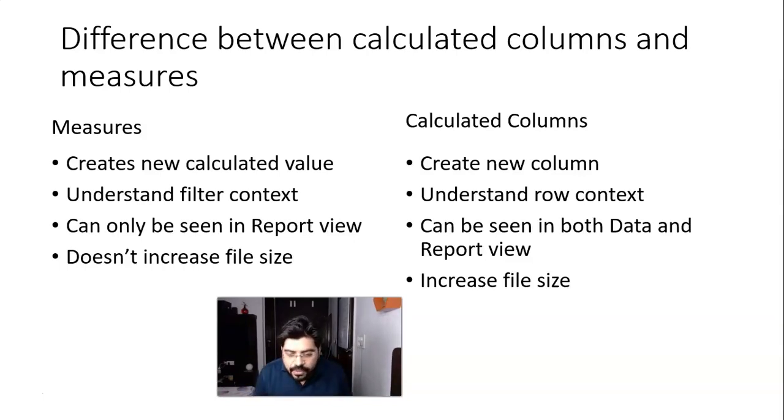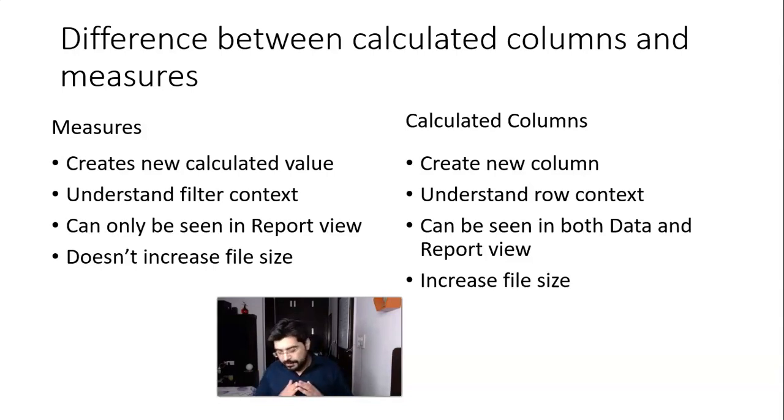Okay, so that is the difference between calculated column and measure. You can see a calculated column is basically creating a new column. On the other hand, a measure is creating a new calculated value, that is just one value, although it entertains the filter context which is mentioned in the next one. I'll talk about that practically, what is a filter context and what is a row context.